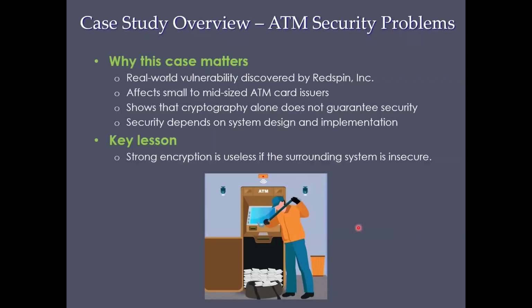So I think everyone has a bank. They have some sort of credentials with a bank. And this case study talks about ATM security problems. This was a case study that was discovered by Redspin, and it affected small or mid-sized ATMs. It showed that cryptography itself does not really guarantee security.